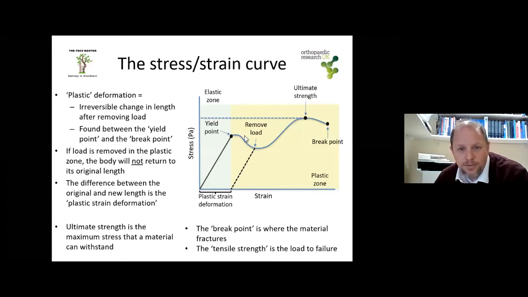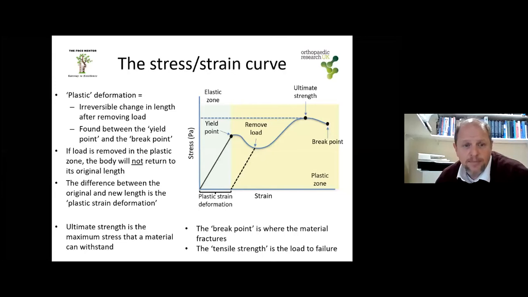If you don't remove the load and you carry on applying increasing load to that material, you find that the stress begins to build up again. The stress builds up and up and up until it gets to a point where no more stress can be held within that particular material. And we call that the ultimate strength. In this case, it's a tensile test, so we would call it the ultimate tensile strength, but it can be the ultimate strength.